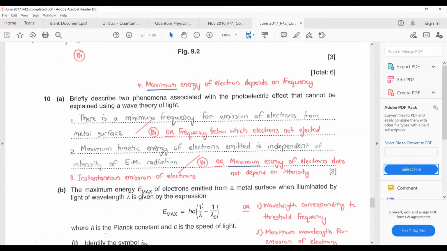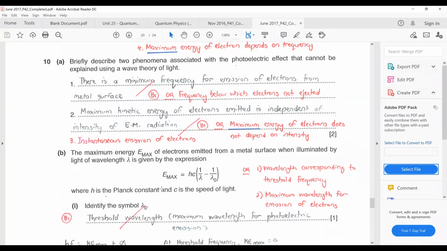Okay, now the maximum energy Emax of electrons emitted from a metal surface when illuminated by light of wavelength lambda is given by this expression. Emax is hc times (1 over lambda minus 1 over lambda naught), where h is the Planck constant and c is the speed of light. Identify the symbol lambda naught. Lambda naught, as I mentioned to you, is your threshold wavelength, the maximum wavelength for photoelectric emission.